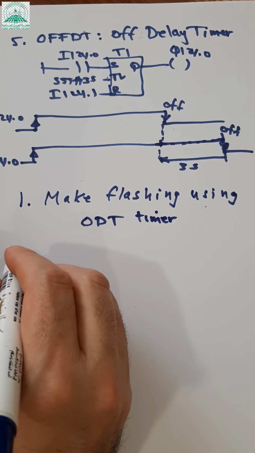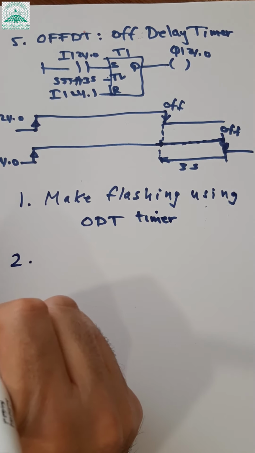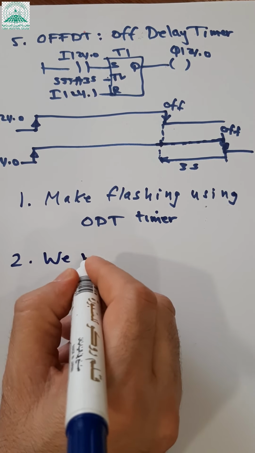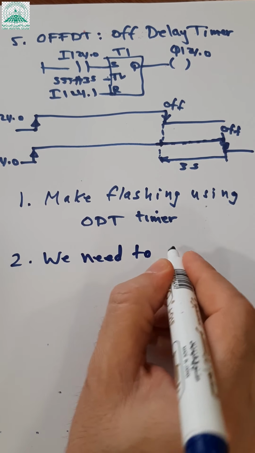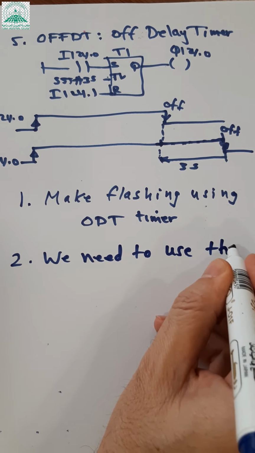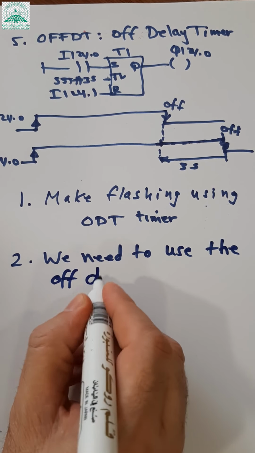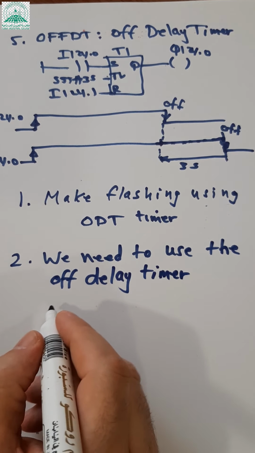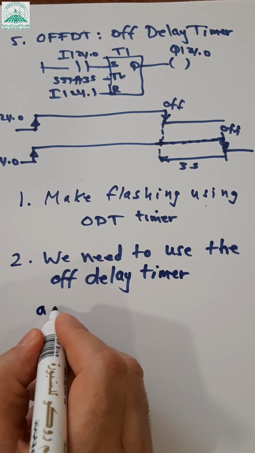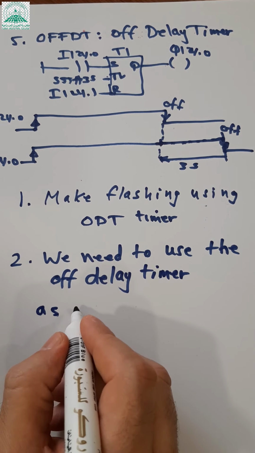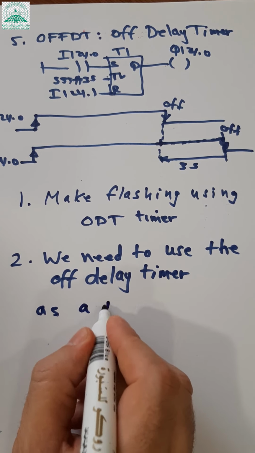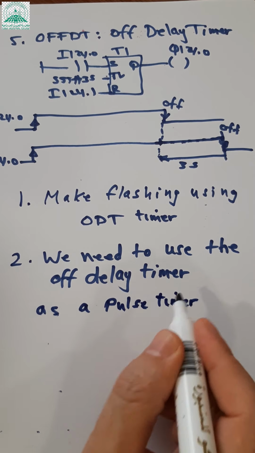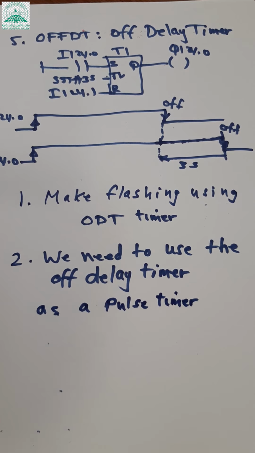Then we need the second assignment. We need to use the off delay timer as a pulse timer.